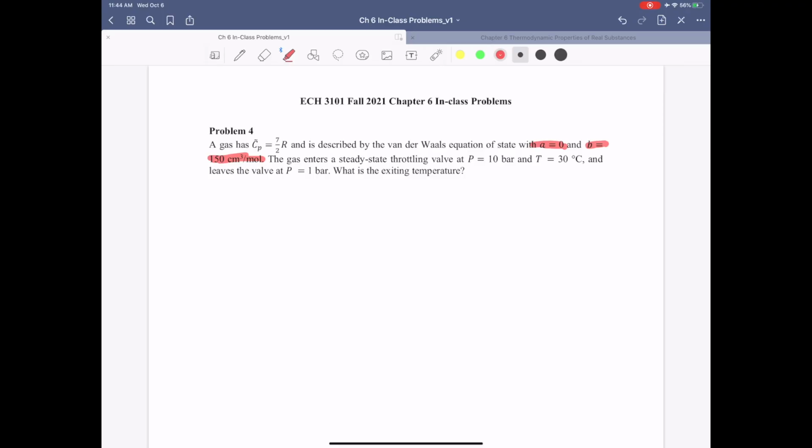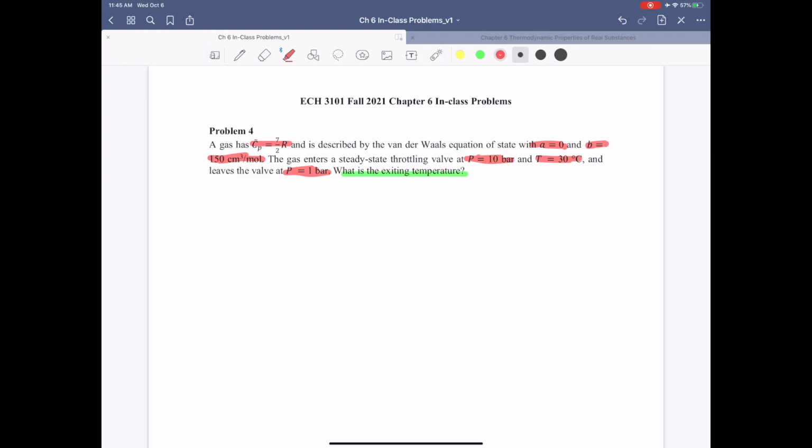All right, and so we have this gas, and what we're doing with this gas is having it flow through a throttle valve, where the inlet pressure is 10 bar and 30 degrees Celsius, and then it's going to leave the valve, the outlet, at 1 bar. What this problem wants us to figure out is what is the exiting temperature. Based on this problem description, what I want you to do now is pause the video and draw a schematic.